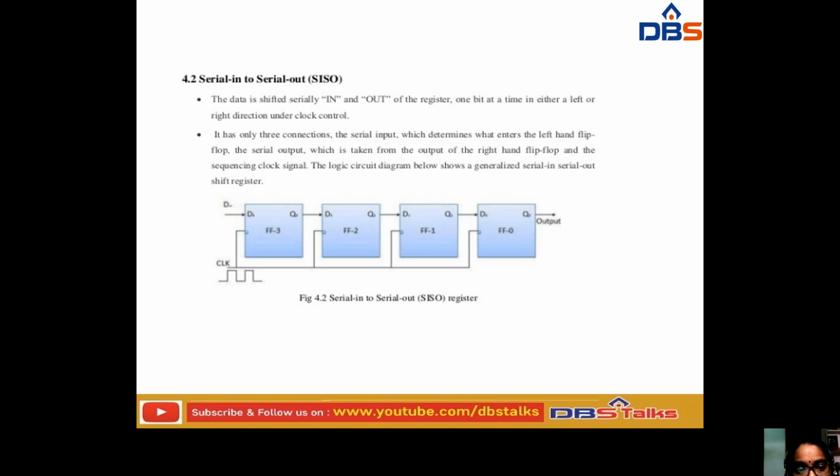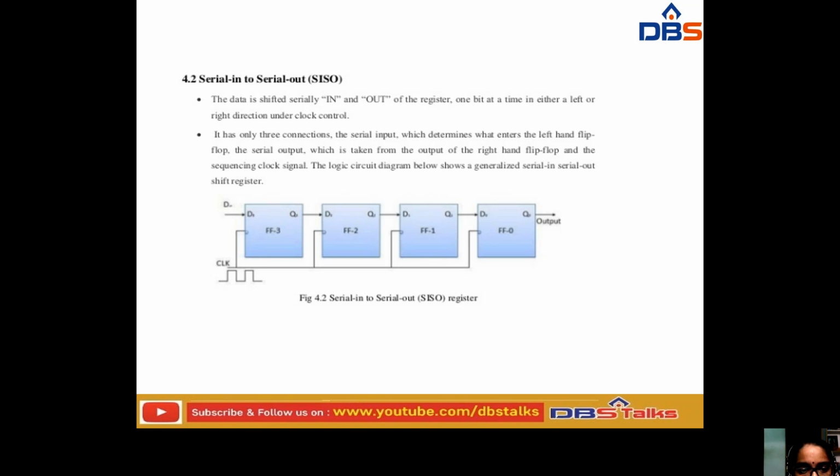The logic circuit diagram below shows the generalized serial in, serial out shift register. If you consider this, this is flip flop 0, flip flop 1, flip flop 2, flip flop 3. Here this is a clock signal. If the clock signal is set to 1, then it is in the working condition. We already know this is the input that you are giving here, and this is the output that you are going to receive here.